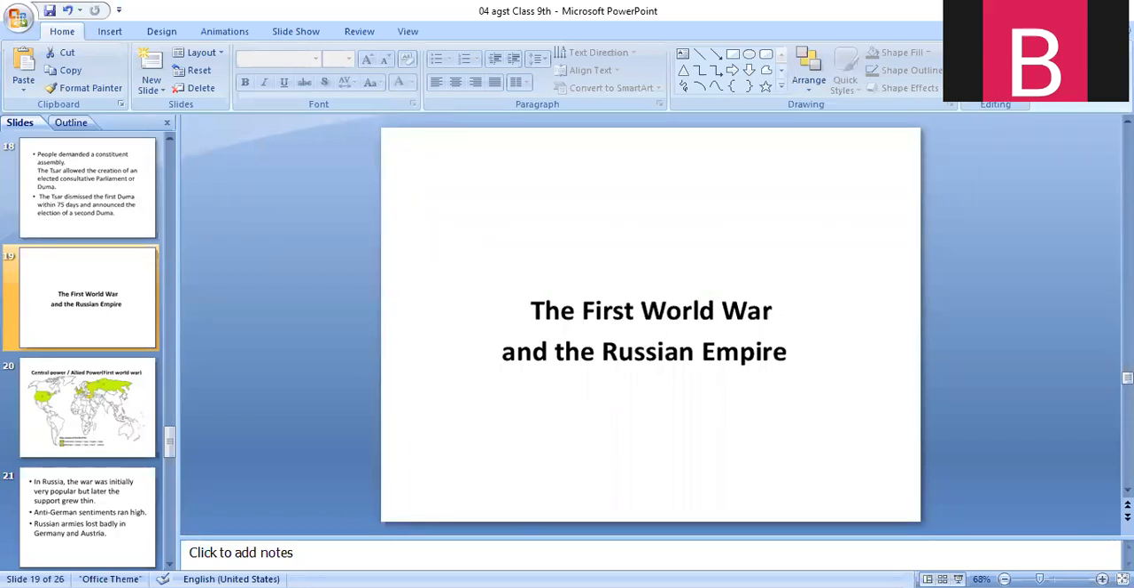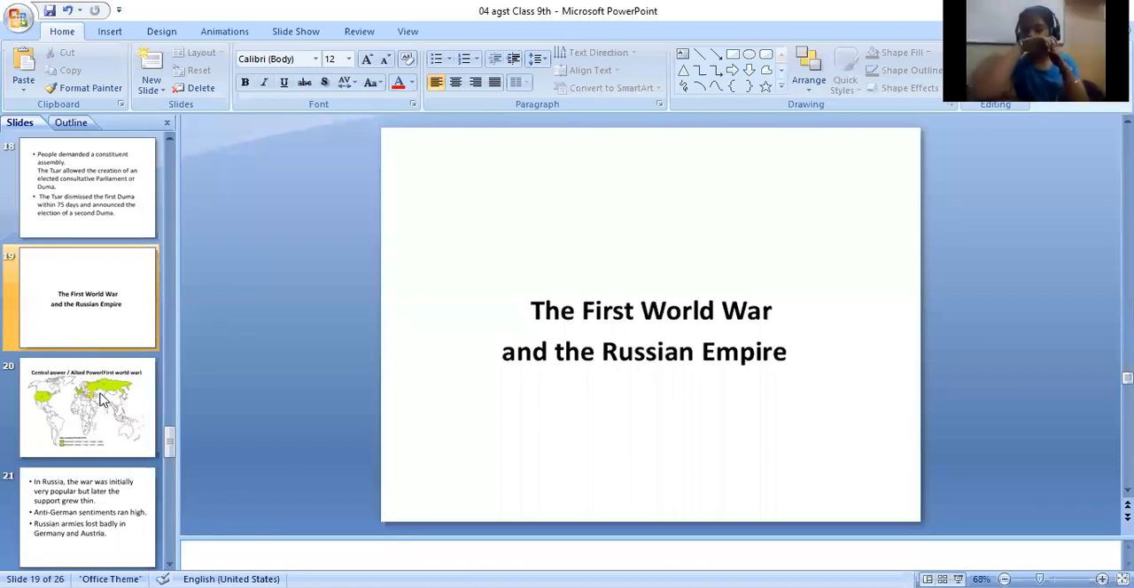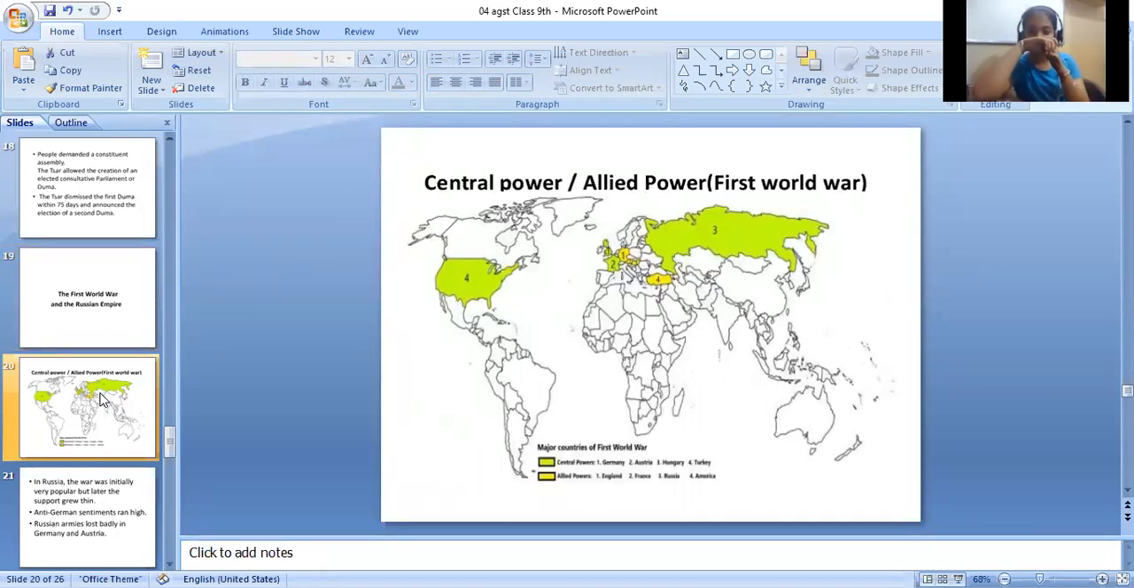One alliance is known as the Central Powers and another is called the Allied Powers. When we are talking about the Central Powers, that means Germany, Austria and Turkey. The Allies were France, Britain and Russia, and after that, Italy and Romania were also included. That is called the Allied Powers. And you can see the map also. Central Powers and Allied Powers, First World War. These were the two groups.